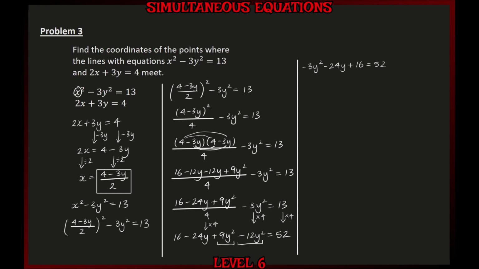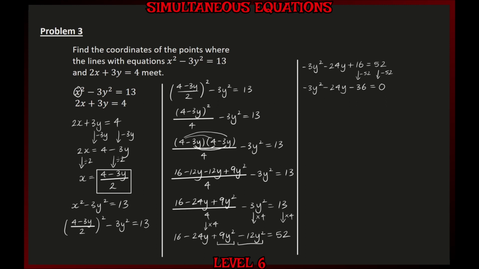Now we're solving a quadratic here, so we want one side to be equal to 0. So to achieve this, we can subtract 52 from the right and make sure that we do the same on the left. So the equation becomes minus 3y squared minus 24y, and then 16 minus 52 gives us minus 36, is equal to, and 52 minus 52 is 0. Now we could try and solve this quadratic by going straight to the quadratic formula because the number in front of the y squared is not 1.